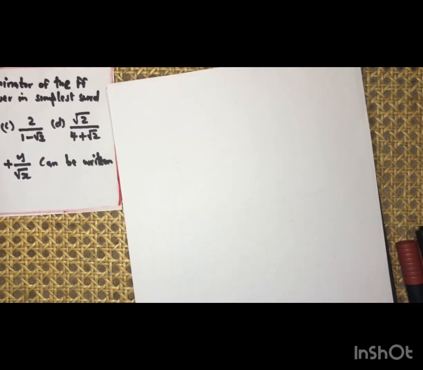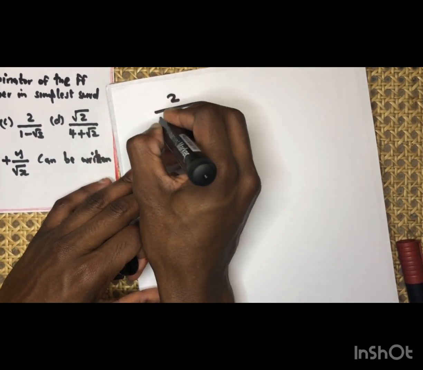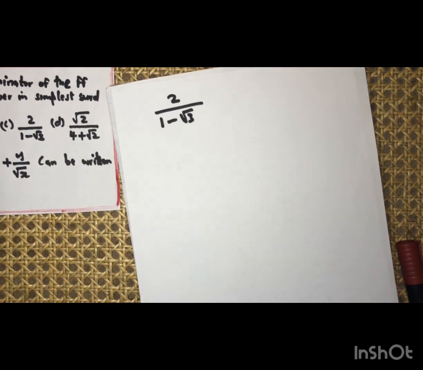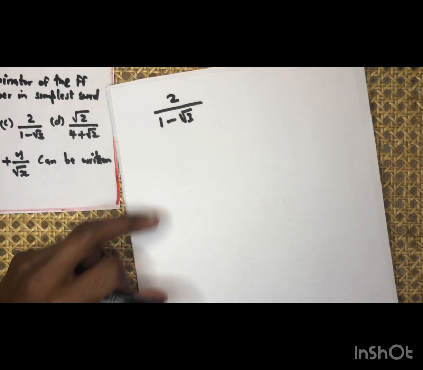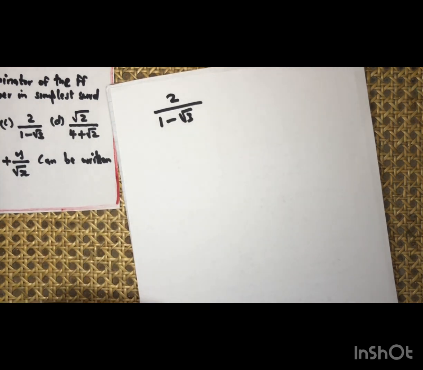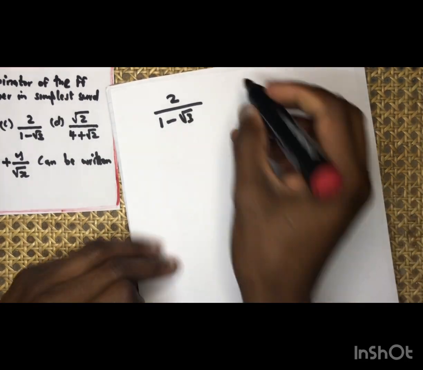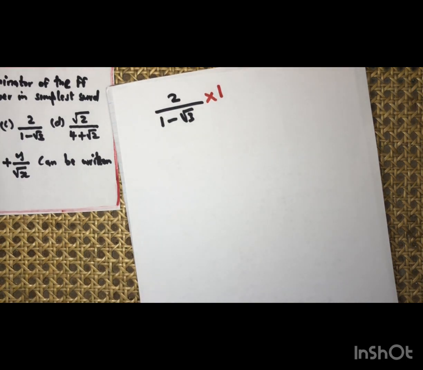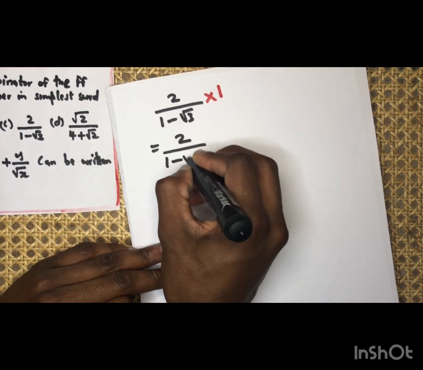So number C guys, we are given 2 over 1 minus square root of 3. Remember guys, here the aim is still to get rid of the surd. So the principle of rationalizing the denominator is to remove the surds. So I want to remove this surd. So I'm going to multiply here by 1. So we all know that guys, this thing is the same as 2 over 1 minus root 3.